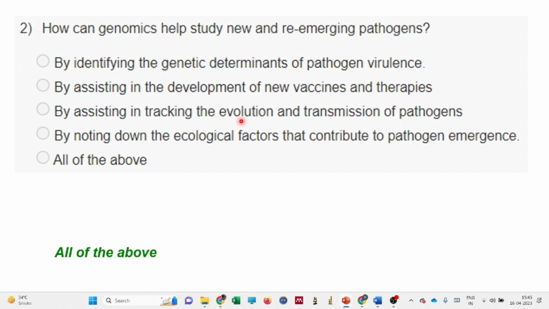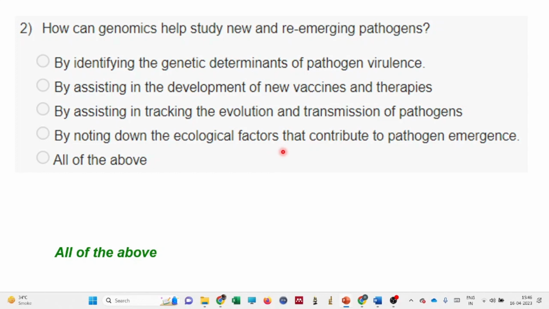Also, it can identify drug resistant strains definitely, because it can identify the genetic variations that will confer resistance to specific drugs, allowing the detection of drug resistant strains and the selection of the appropriate treatments. So genomics can provide valuable insights into the evolution and transmission of pathogens, which can inform public health interventions and improve disease surveillance and control. Also, it can definitely help by noting down the ecological factors.